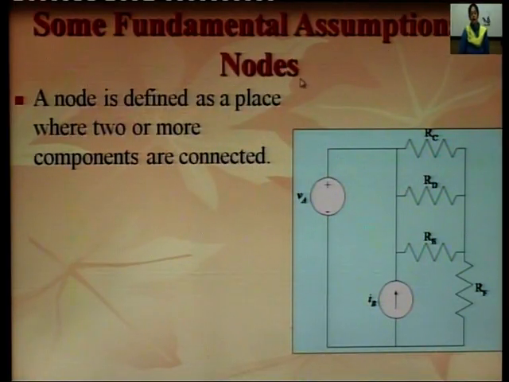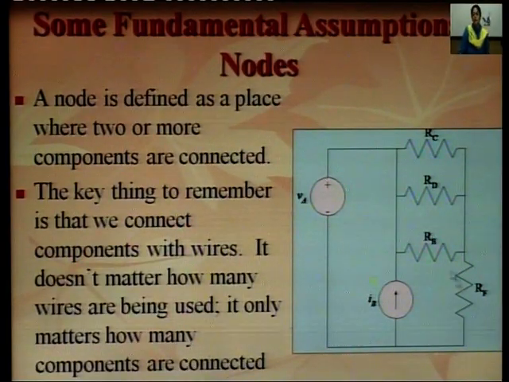So before Kirchhoff's law we have to define a few terms. First of all, what are nodes? A node is defined as a place where two or more components are connected. So in a circuit, just see in this circuit, a source of voltage is there, four resistances are there, RC, RD, RE and RF. The key thing to remember is that we connect components with wires. It does not matter how many wires are being used, it only matters how many components are connected together.